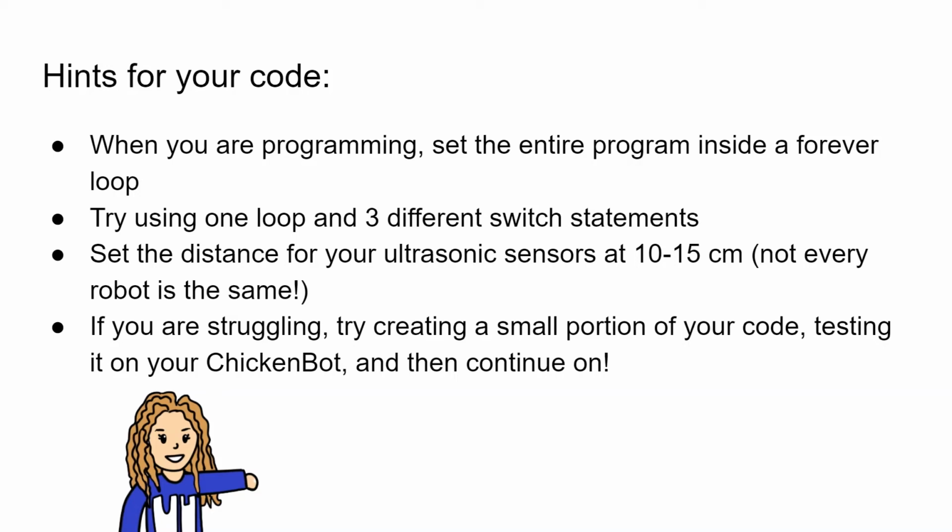Set the distance for your ultrasonic sensors at 10 to 15 centimeters, but remember, not every robot is the same. If you're struggling, try creating a small portion of your code and then testing it on your chicken bot. Then you can continue to add on. Feel free to refer to the GradeCamp website for the lab manual if you're struggling.